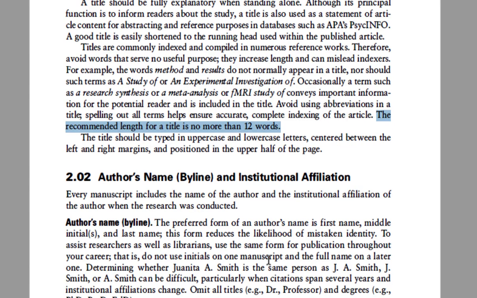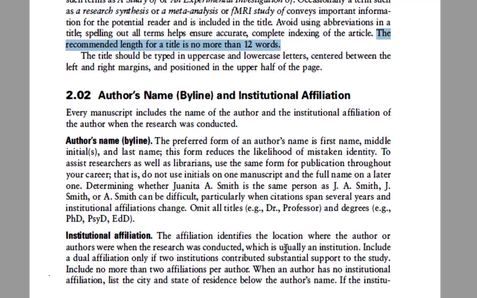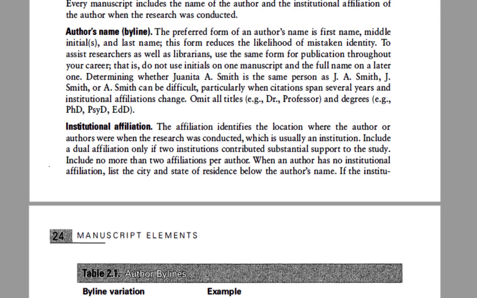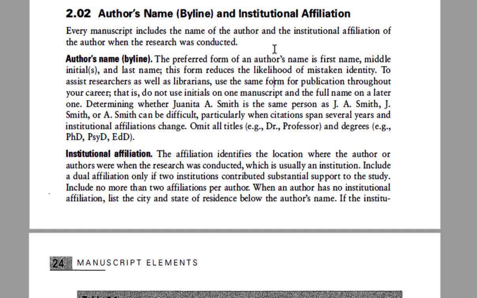It's not to say that that's a hard truth because I've seen some longer titles, but that is what their recommendation is. Then it talks about the author's name and byline and institutional affiliation. One difference between APA style and some of the other styles out there is that there is the expectation that you show us always who the authors are.